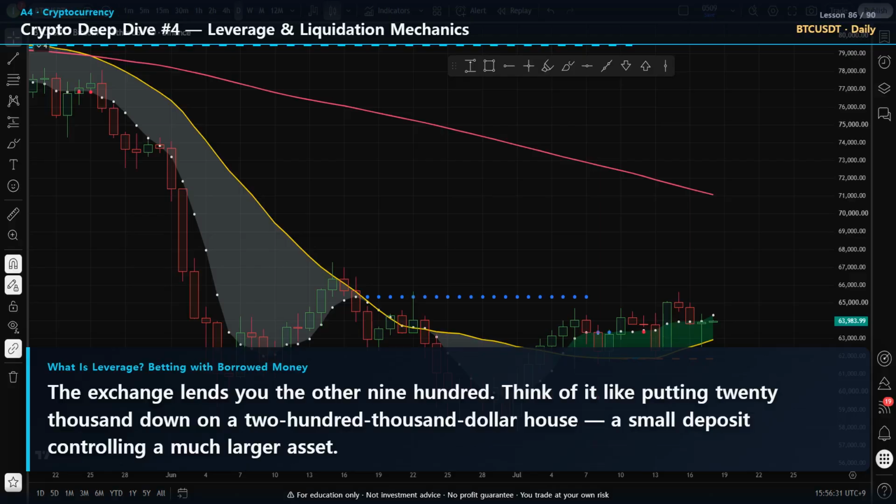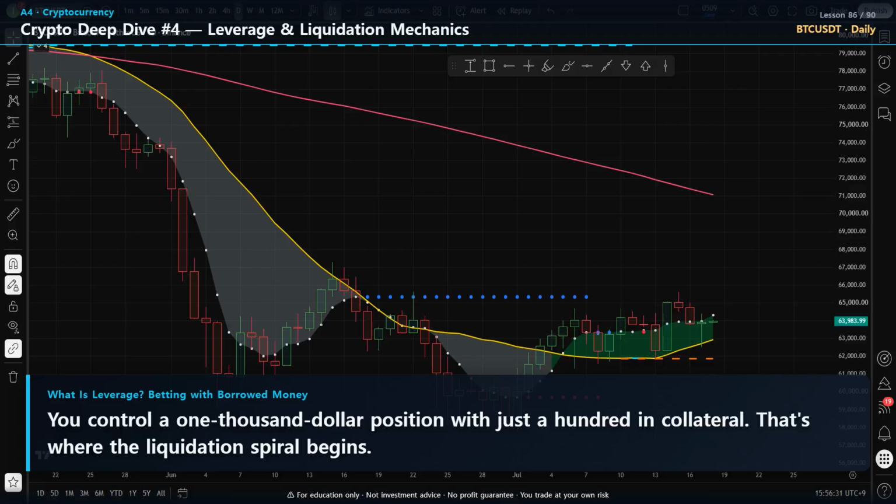Think of it like putting $20,000 down on a $200,000 house, a small deposit controlling a much larger asset. You control a $1,000 position with just $100 in collateral. That's where the liquidation spiral begins.